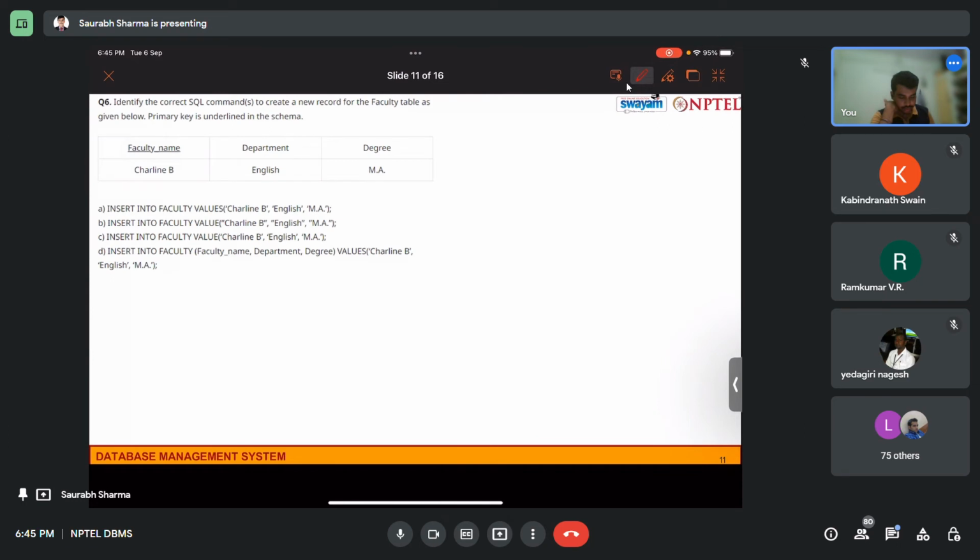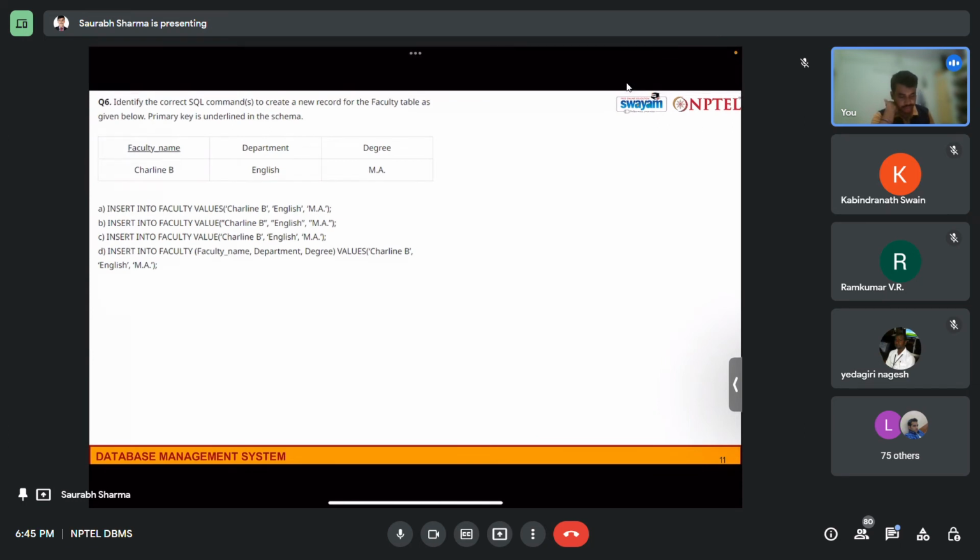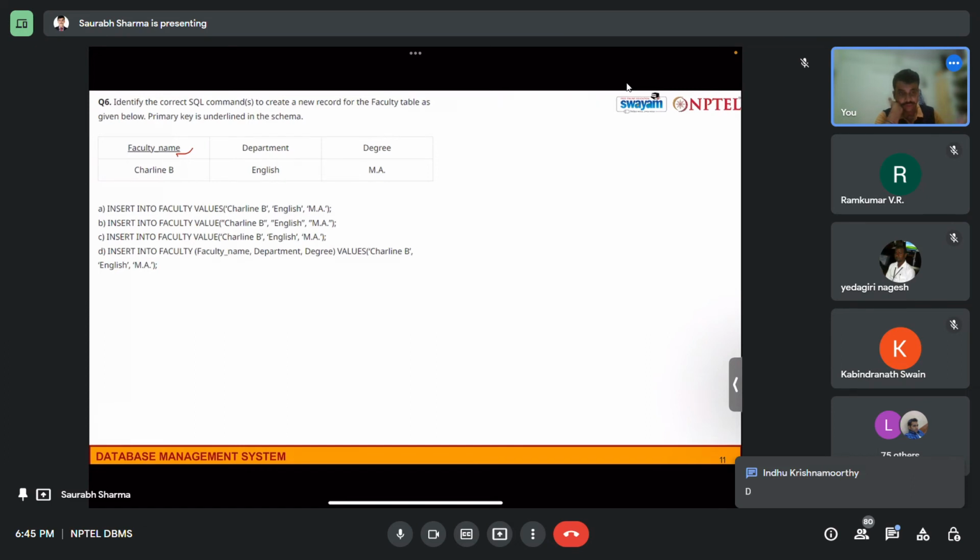Next, identify the SQL commands to create a new record for the faculty table as given below. We are given a faculty relation as a table where faculty name is the primary key, and we have to insert some values in this relation. It is a multiple option correct question, so just go through all the options.